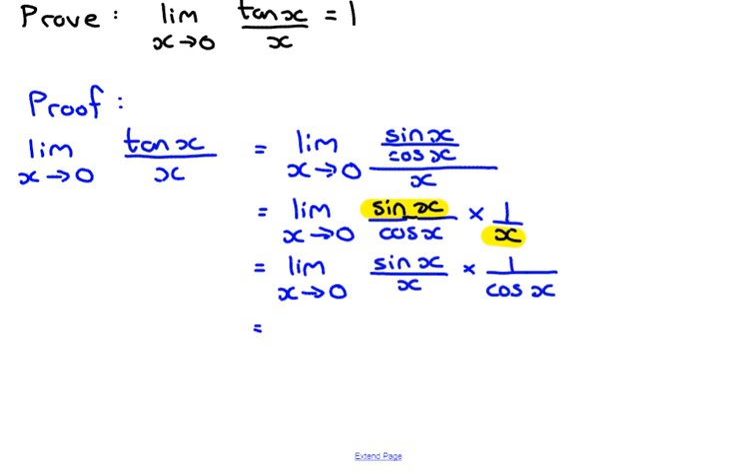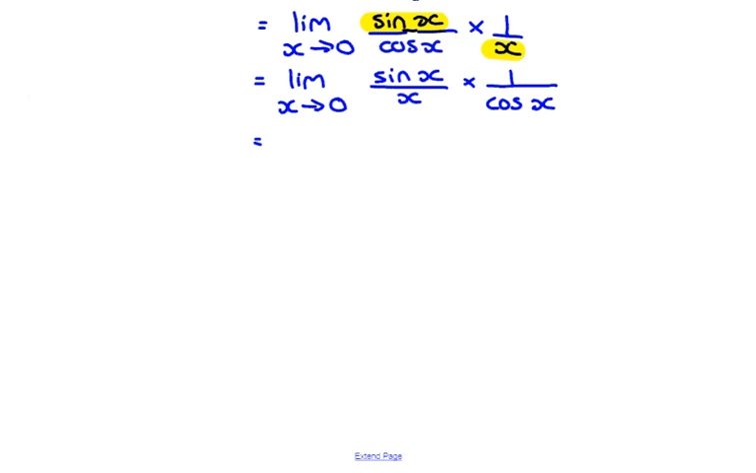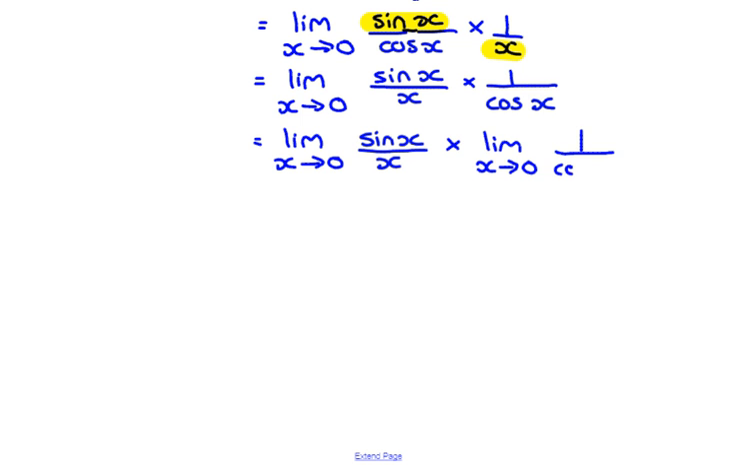Now, one of the properties of limits is that the limit of the product, in other words something times something, is the same as the product of the limits. So I can take the limit of each of those factors. So here I'm going to have that it's equivalent to the limit as x tends towards 0 of sine x over x multiplied by the limit as x tends towards 0 of 1 over cos x.